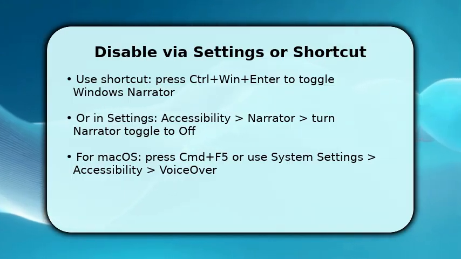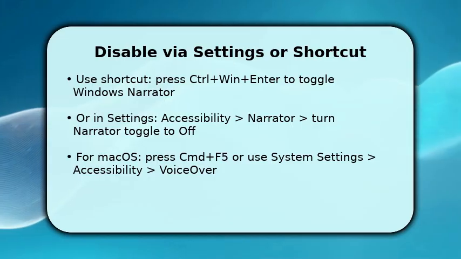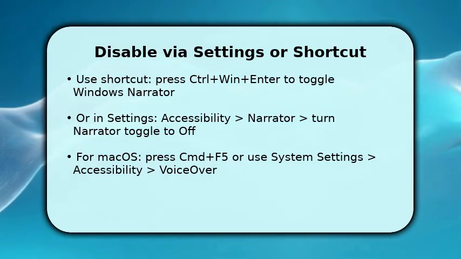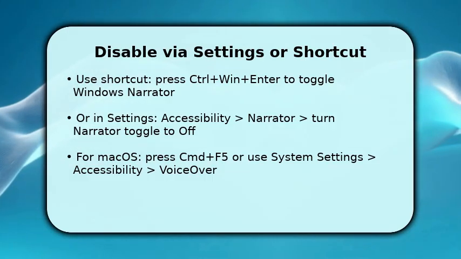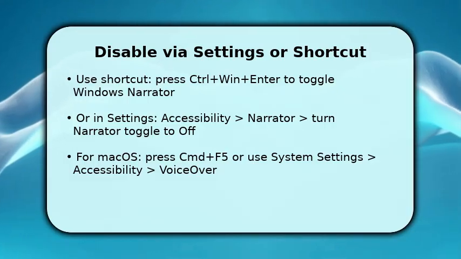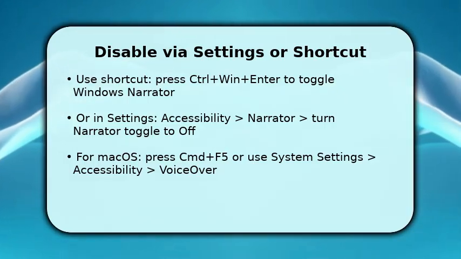If the shortcut fails, navigate Settings, Accessibility or Ease of Access, and switch the narrator or VoiceOver toggle to off. Make sure to apply or save if prompted, because some systems require confirmation. Once done, test audio and speech. Confirm the voice stops and that other accessibility features remain configured the way you want.